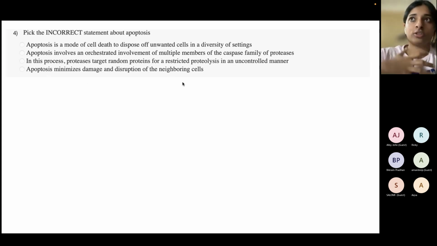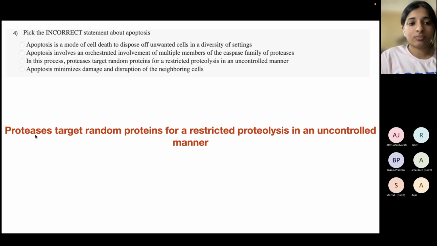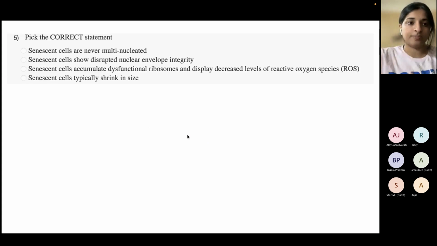This is also true because that is what apoptosis basically is intended for. It minimizes the damage. There are apoptotic bodies that are released that are engulfed by phagocytic cells and they do not really disrupt the environment that they are in. So the option that is incorrect is proteases target random proteins because again it is very specific proteins that have been targeted.